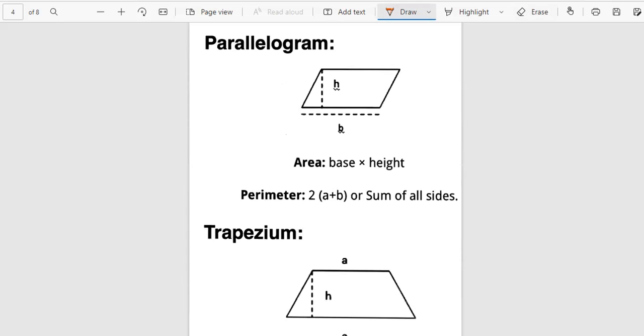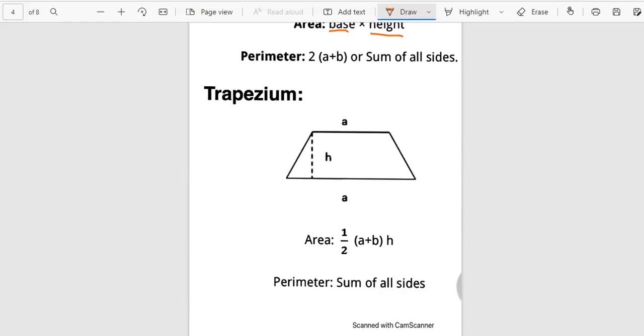Okay. Now this is a parallelogram. In case of parallelogram, we have two pairs of parallel lines. So these two lines are parallel and these two lines are parallel. How do we find the area of this? We do height multiplied by the base. So that is how we do it. And in case of the perimeter of this, obviously we are going to add all the sides, okay?